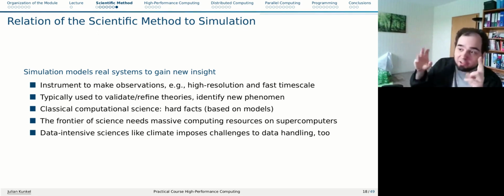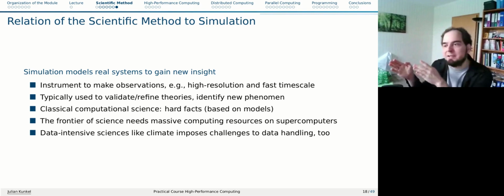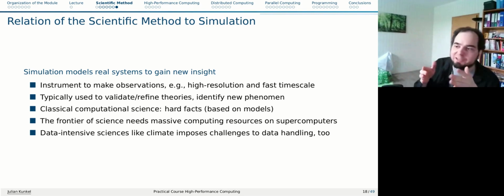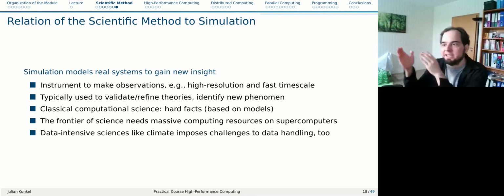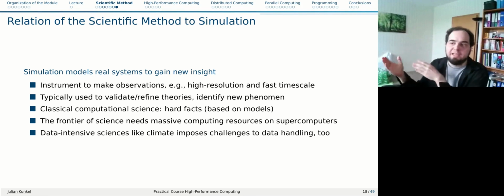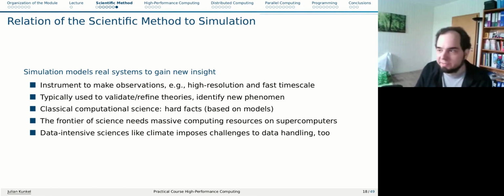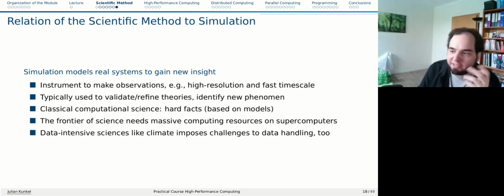Okay, so you cannot distinguish a real instrument from a simulation instrument that is happening in a computer, but these things are connected. So I can simulate something feeding in data from a real instrument and consider this to be my computer instrument. And you use this to validate refined theories, to identify new phenomena.